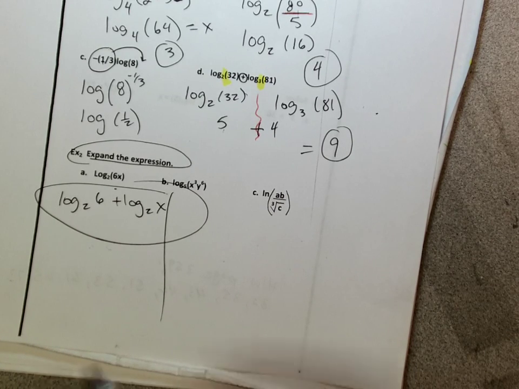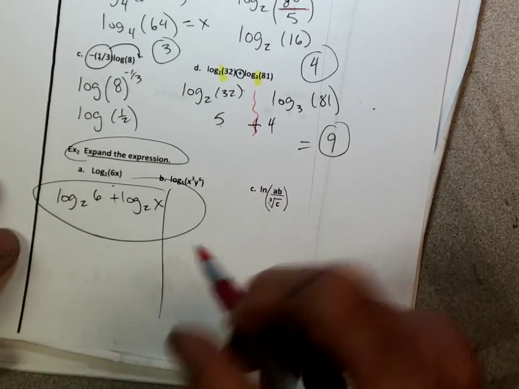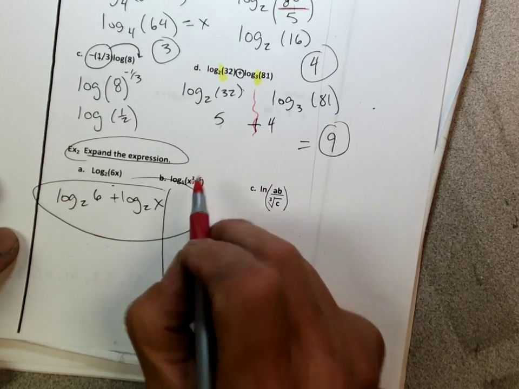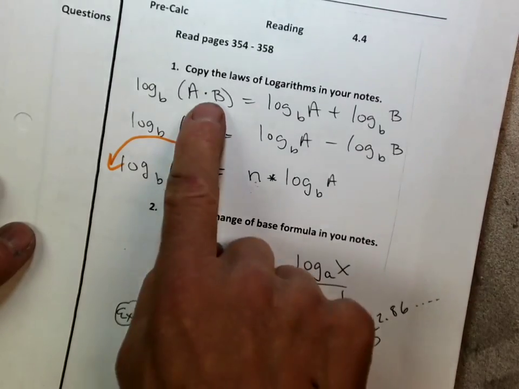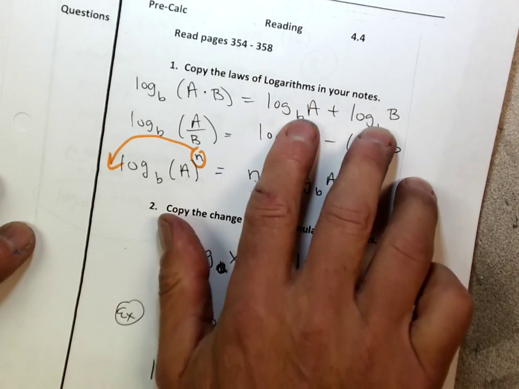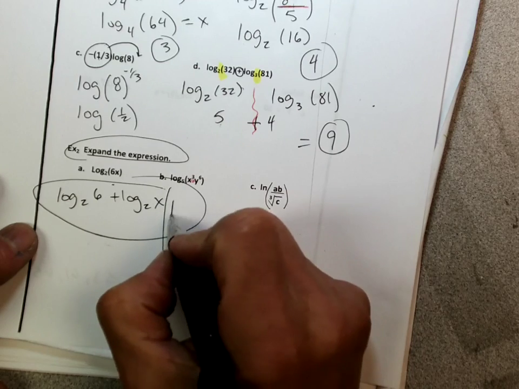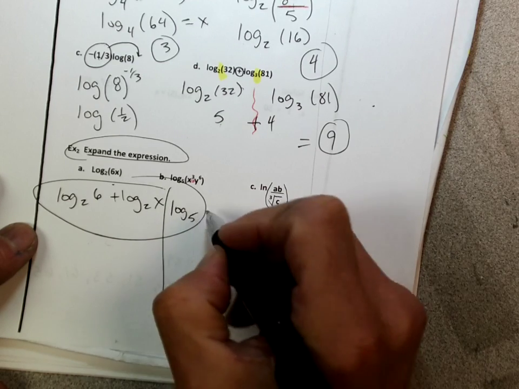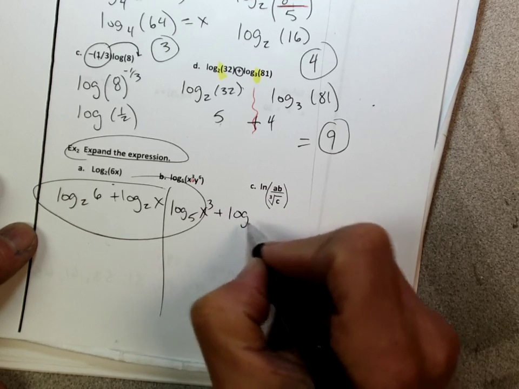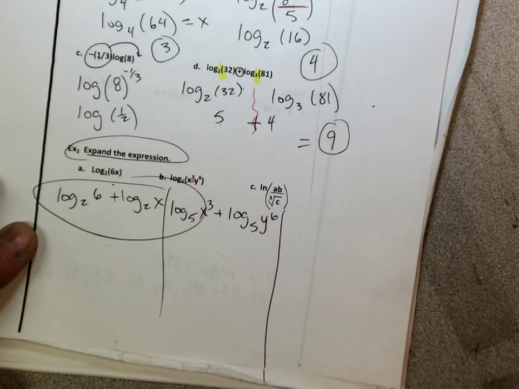Okay, let's look at B. I'm going to run out of room. That's right. Now, there's a times sign right here. Now, you don't really normally write the times sign, but there's a times sign there, right? So same thing. If it's multiplying 2 terms, I'm going to break it apart as the first log plus the second log, okay? So I'm going to rewrite this using our rule. Log base 5 of x cubed plus log base 5 of y to the 6th. That's a power of 6.